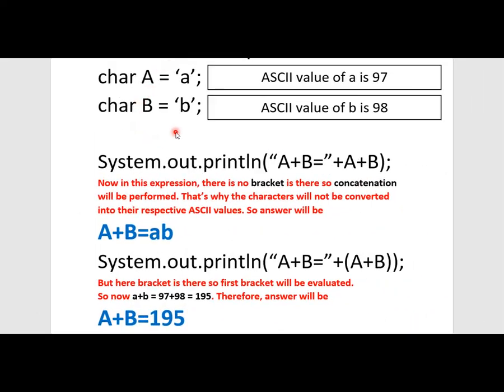So now the question is char a equal to small a. What is the ASCII value of small a? The ASCII value of small a is 97. Then char b equals small b. The ASCII value of small b is 98.